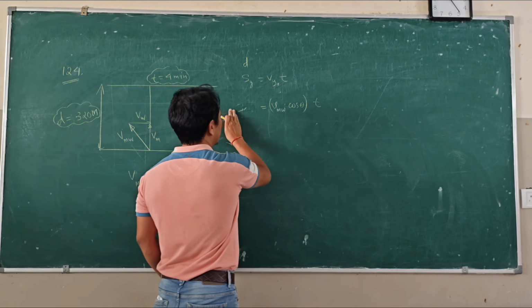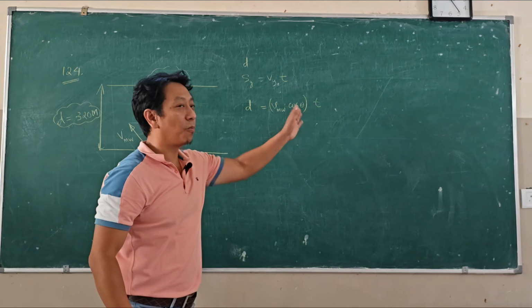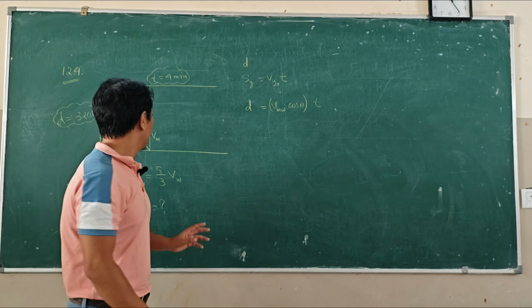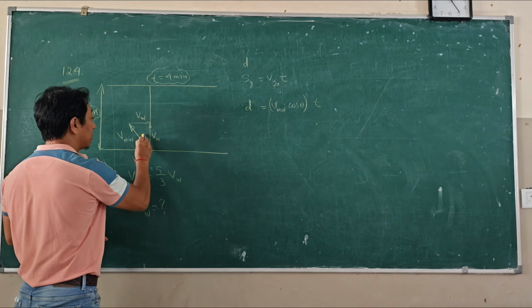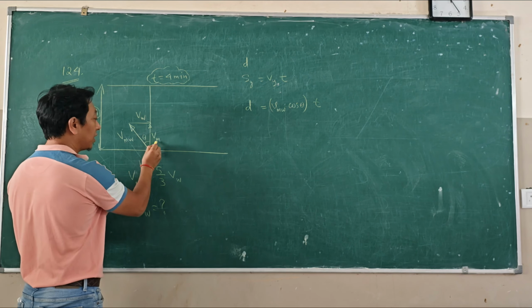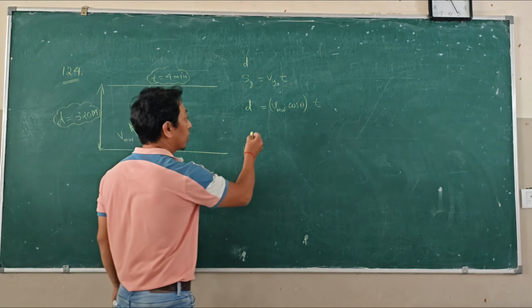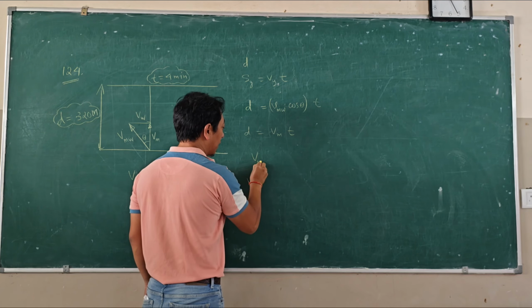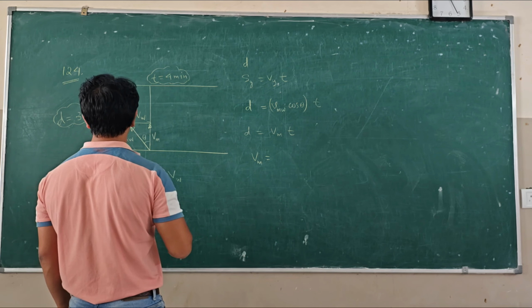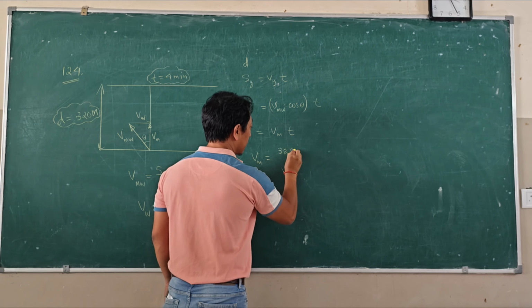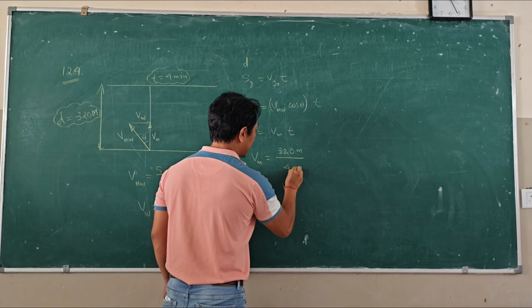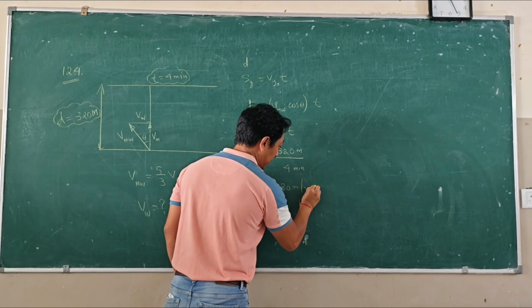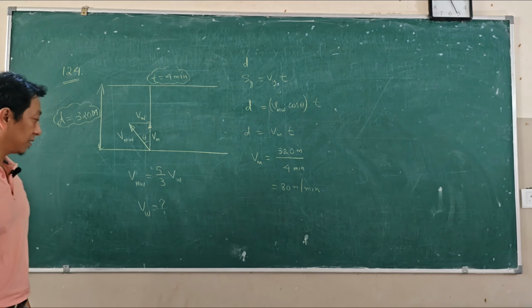Yes or no, students? How many times have we written this formula? T is equal to D by Vmw cos theta. But if you look carefully, who is Vmw cos theta? Vmw cos theta is Vm itself. So from here what you will get? Vm. What is D? 320. What is time taken? 4 minutes. So this is 80 meter per minute. Answer is in meter per minute, so keep it as it is.